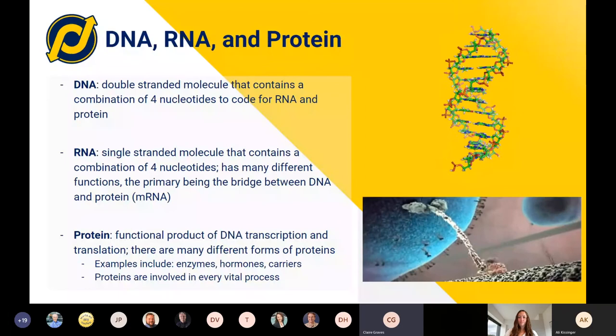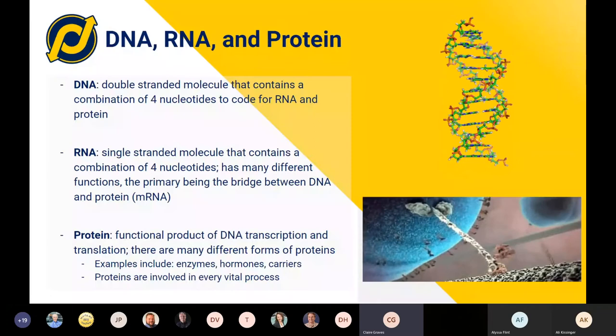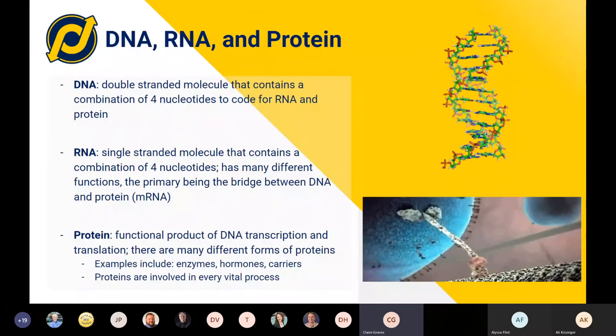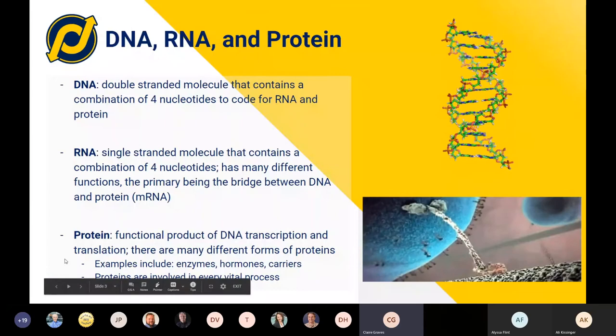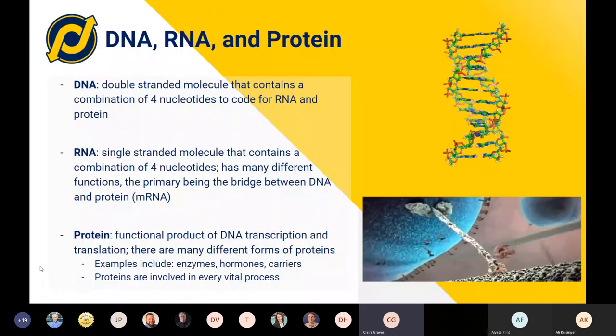More specifically, what is a nucleotide? It is a molecule composed of a phosphate sugar backbone with a nitrogenous base. The difference between the four nucleotides occurs at this level of the base. Alyssa's going to touch on those bases here shortly. DNA pretty much simply is the blueprint for who you are, how your body functions, how you respond to different environmental factors, things of that nature.